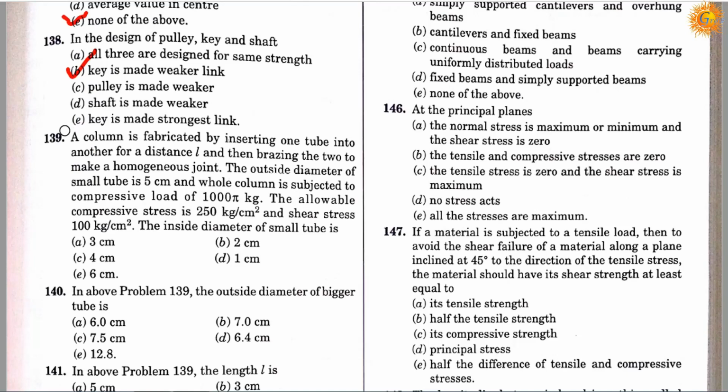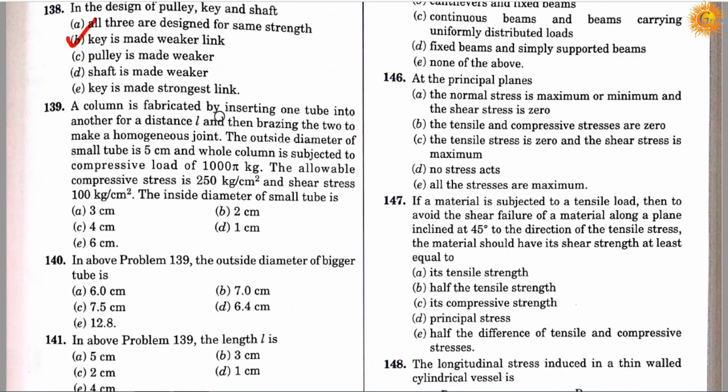Question number 139. A column is fabricated by inserting one tube into another for a distance L and then brazing the two to make a homogeneous joint. The outside diameter of a small tube is 5 cm and whole column is subjected to compressive load of 1000 pi kg. The allowable compressive stress is 250 kg per centimeter square and shear stress 100 kg per centimeter square.